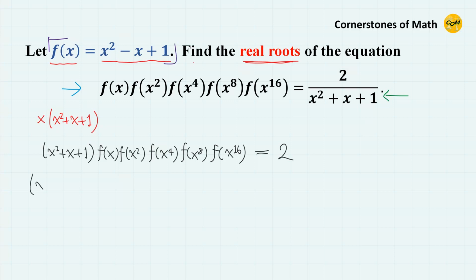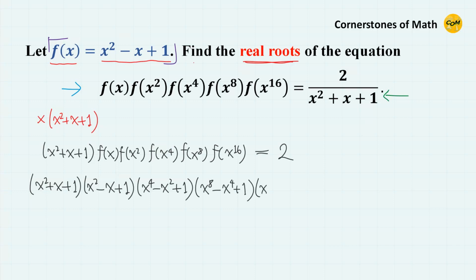So we have x squared plus x plus 1, then x squared minus x plus 1, then x to the power of 4 minus x squared plus 1, x to the power of 8 minus x to the power of 4 plus 1, and x to the power of 16 minus x to the power of 8 plus 1, and finally x to the power of 32 minus x to the power of 16 plus 1 equals 2.